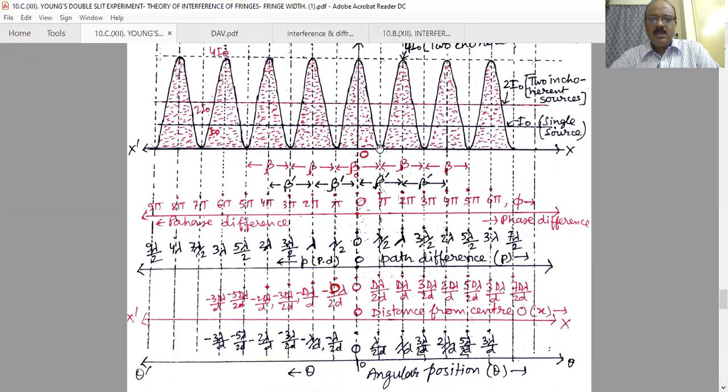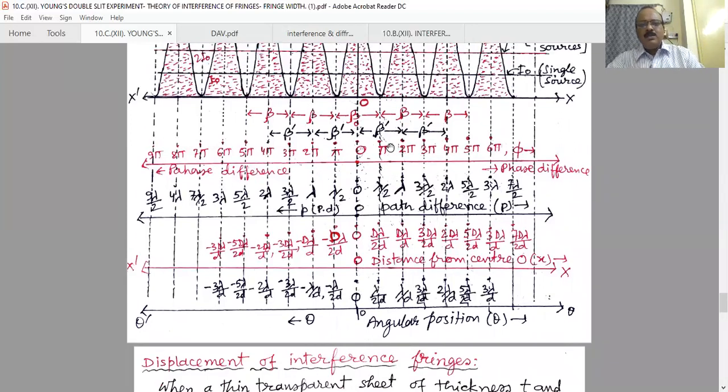Beta naught is the width of the central maxima. The distance between two minima is beta, that is the width of the first secondary maxima, so minima to minima distance is the width of a maximum. Similarly, the width of a dark fringe is the distance between two successive maxima points, and the distance between two minima is the width of a bright fringe. Now, what is the phase difference at this point?